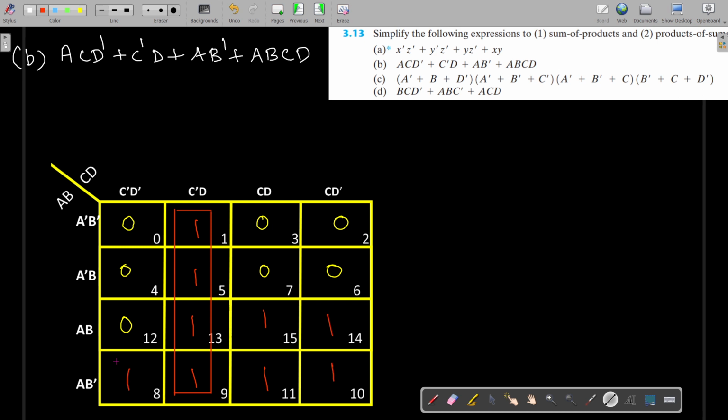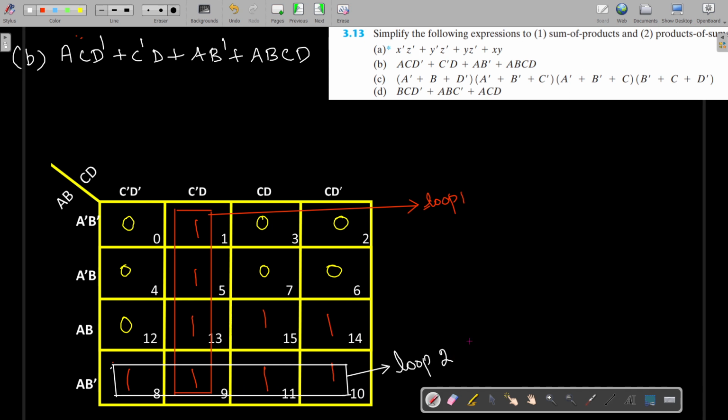Then we can combine these 4 ones. This is first loop. So this is loop 1. Then we can combine these 4 ones, that is 8, 9, 10, 11. This forms loop 2. Then we go for the formation of loop 3. These 4 ones can be combined, right? So this is loop 3. Now we can write the simplified expression for loop 1, 2 and 3.